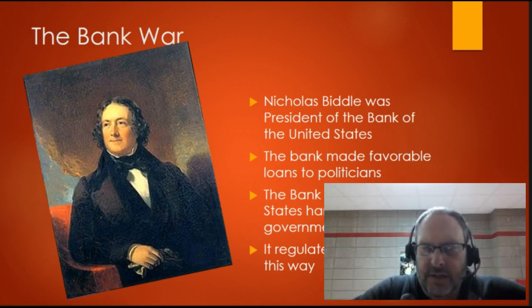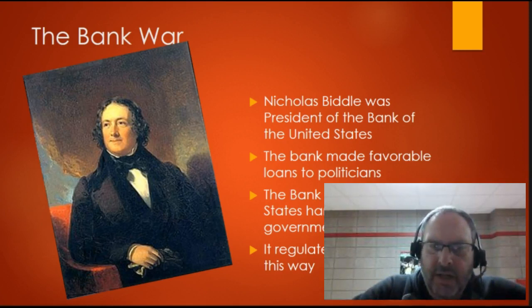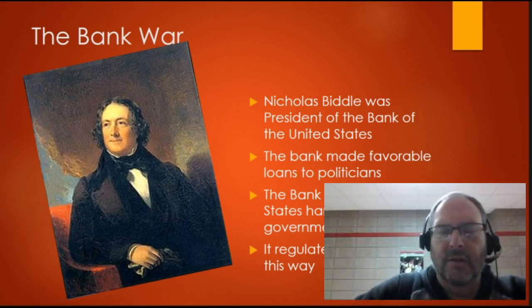So two things that the Bank of the United States could do was, since it had more money, it could make more loans. But Biddle was also a shrewd businessman. He made lots of loans to senators and members of the House of Representatives, and then these people in turn would kind of protect the power of the Bank of the United States.